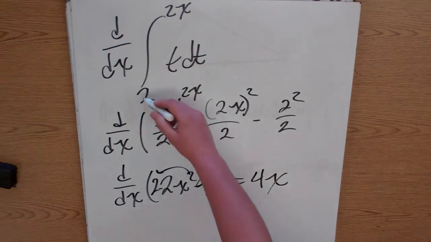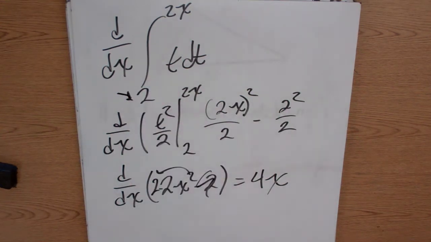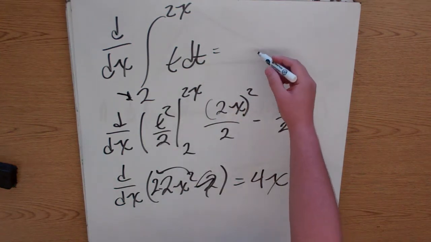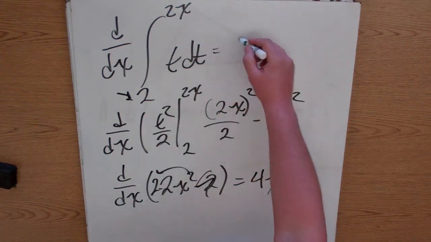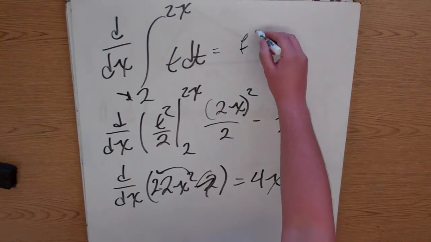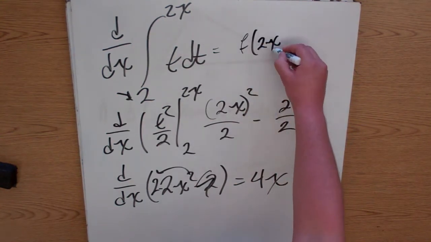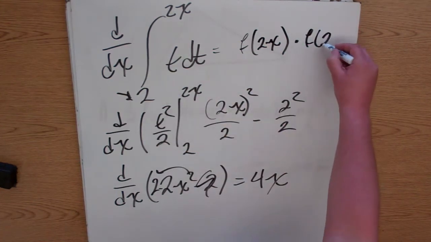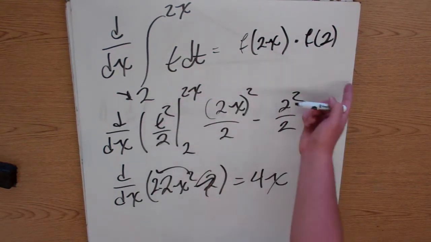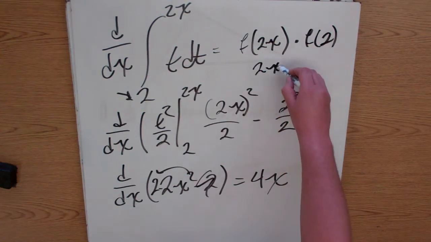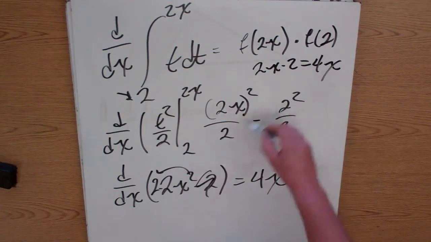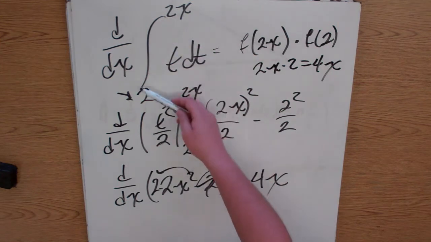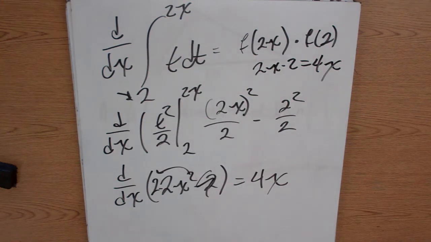So when you have a number down here, and not just a variable, this is going to give you f of the 2x, times the derivative of the top, f of the bottom does not matter. It's just 2x times 2, which is 4x. So just evaluate at this, times the derivative of that, and boom, you're done.